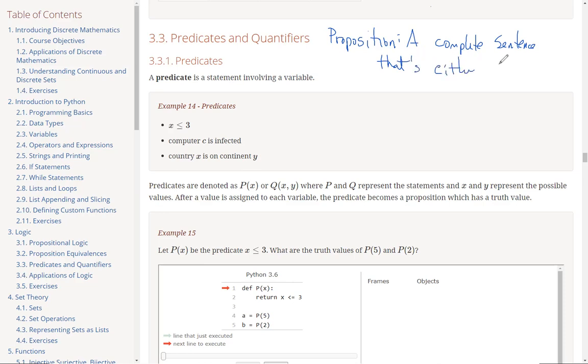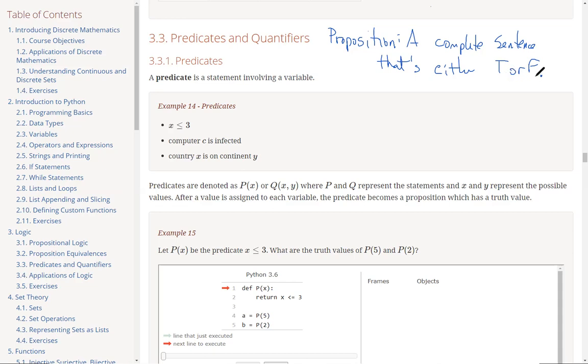So things like, 2 plus 2 equals 7. That's a proposition. That's false. Something like, what time is it? That is not a proposition because it's a question.